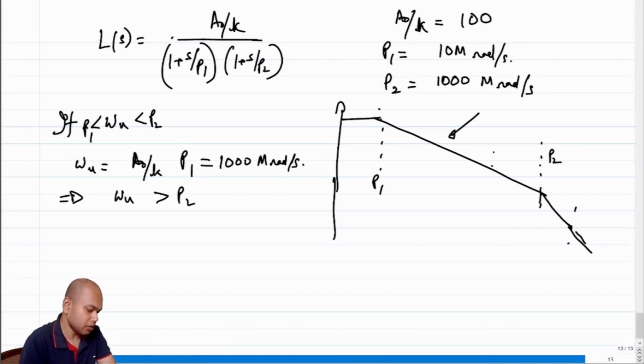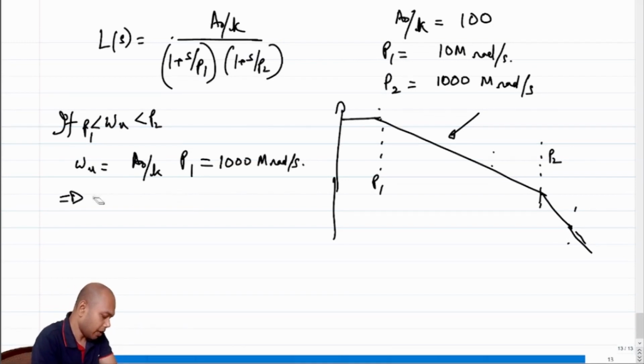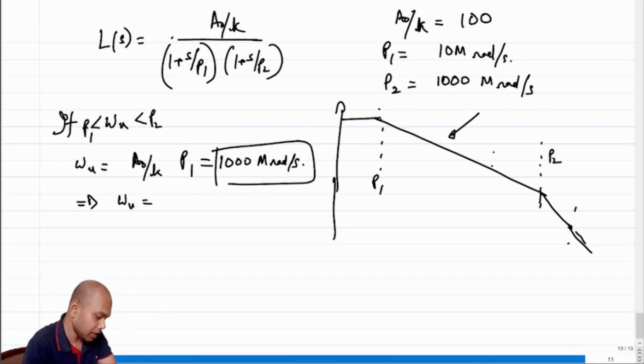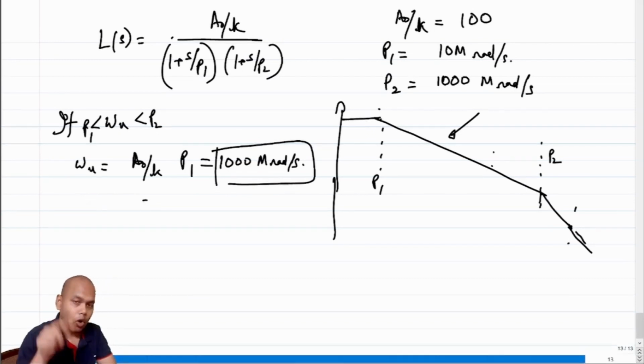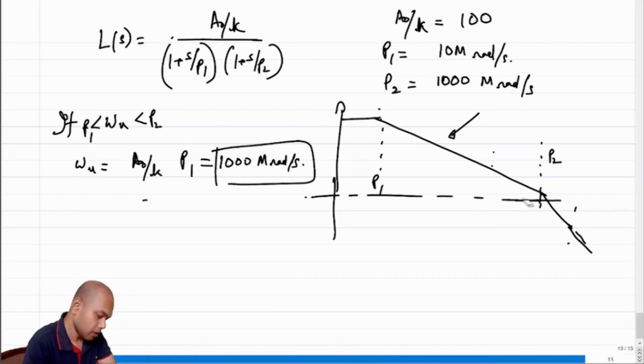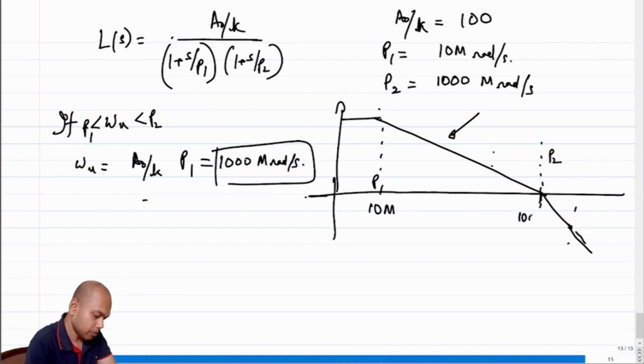If P2 is at 1000 megaradian per second, what is omega u? So omega u by our calculations was this 1000 megaradian per second, which means omega u lies on top of P2. So this is actually quite an interesting case. So this is 10 mega, this is 1000 mega, and this is 100.